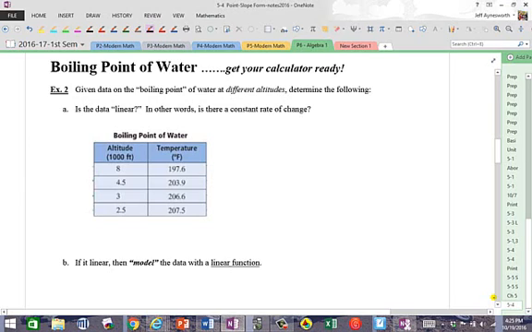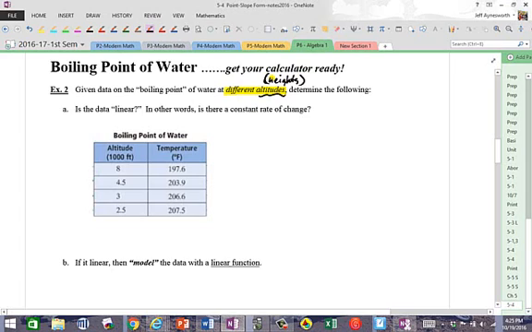All right, now let's apply the concept here to a real problem. So let's talk about the boiling point of water. Given the data of the boiling point of water at different altitudes, altitude is another name for heights. So different altitudes or heights determine the following.